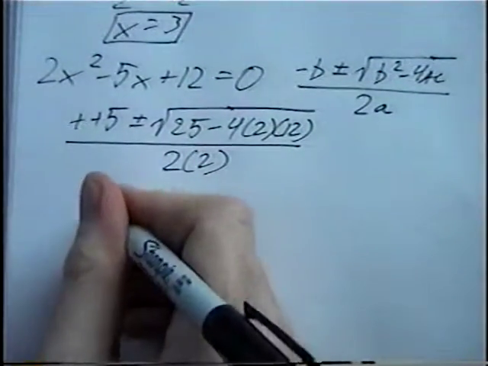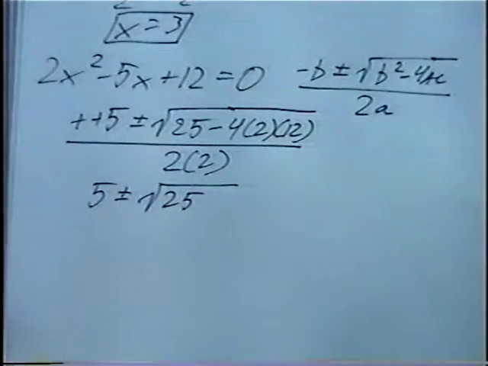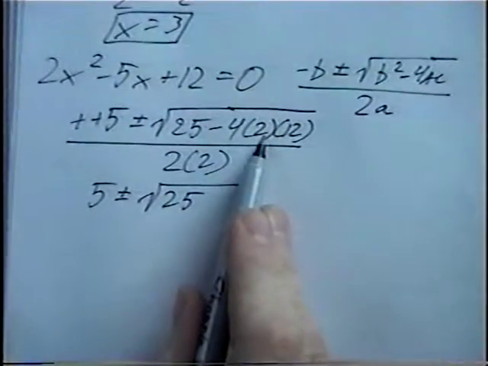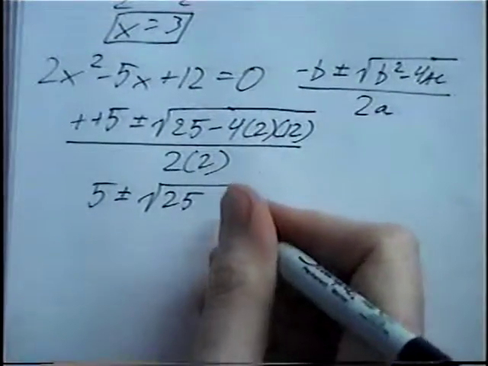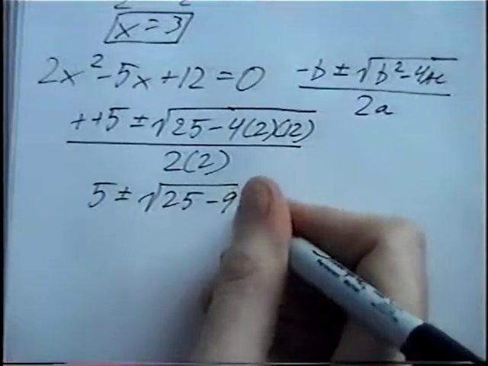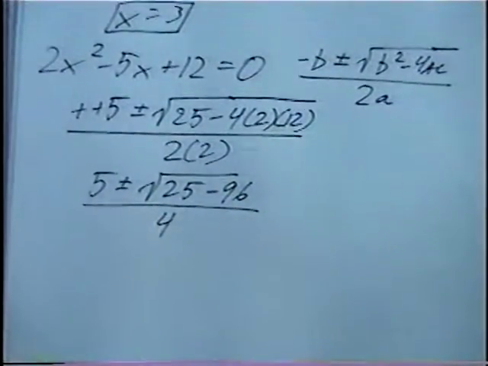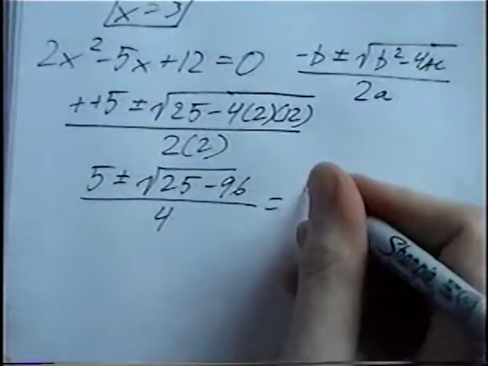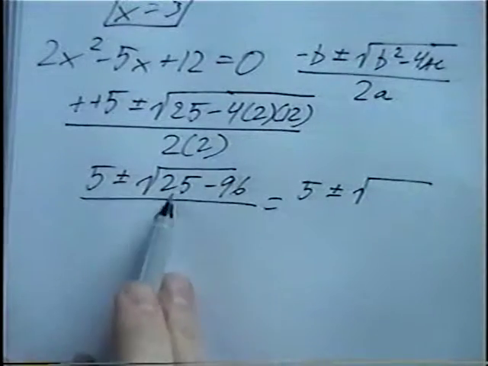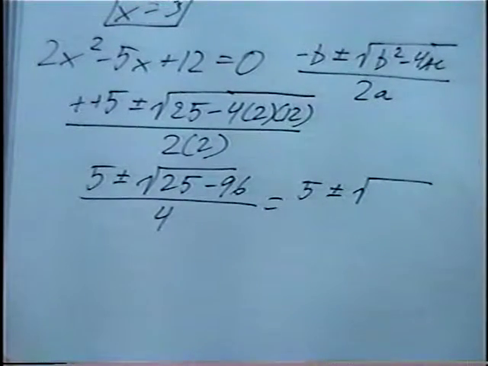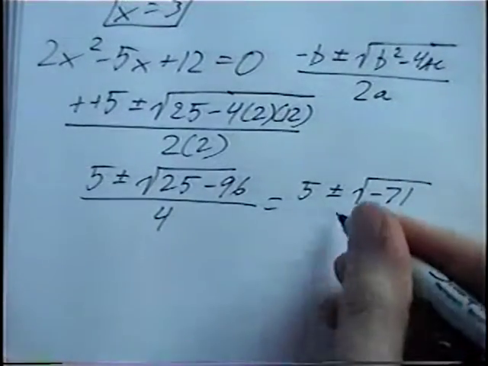Solving this out, we have 5 plus or minus the square root of 25. 4 times 2 is 8. 8 times 12 is 96 with a minus, so negative 96, divided by 4. Simplifying further, 25 minus 96 would be negative 71, divided by 4.